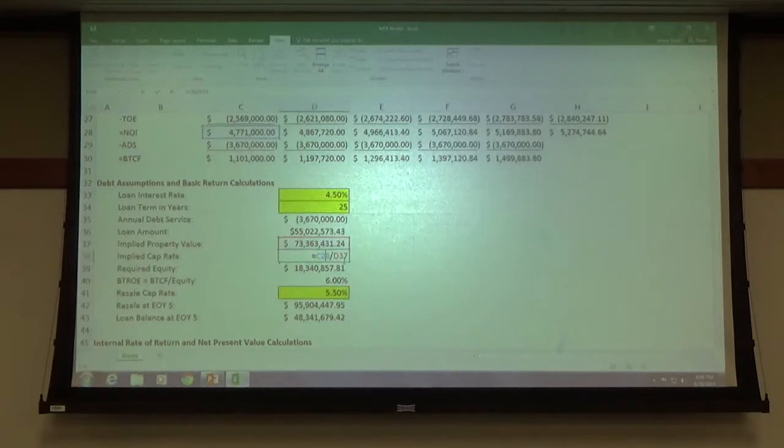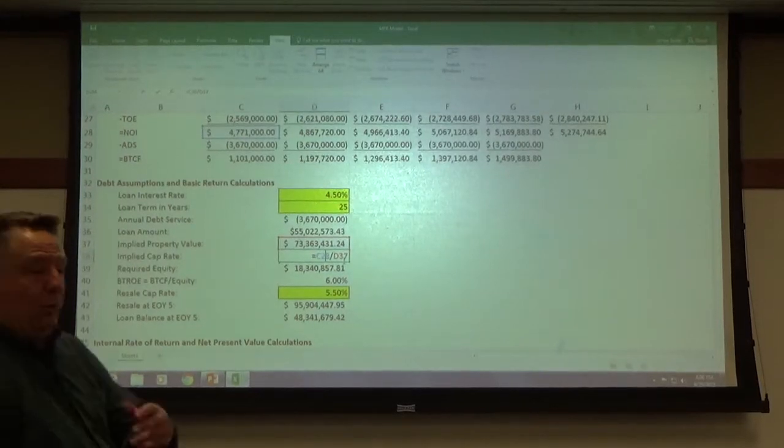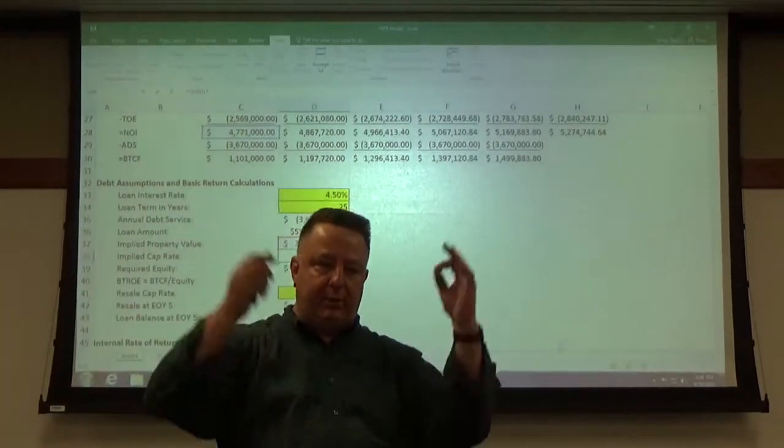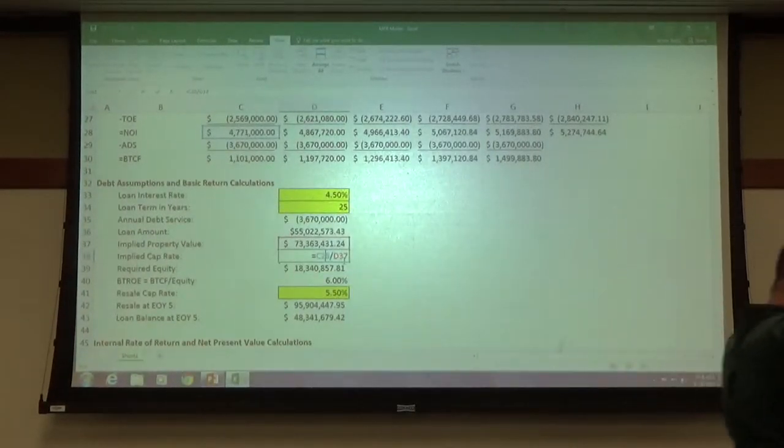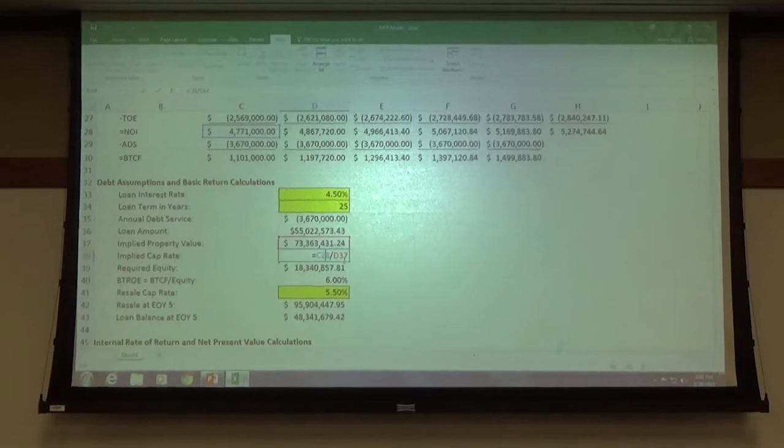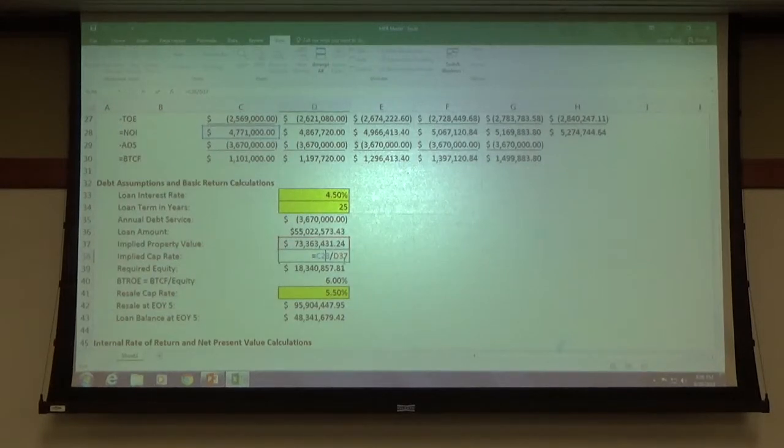Does that make sense? Okay, so just to make sure you're paying attention, you're still awake, you're still engaged. What does that mean? 6.5%. What is that telling us? That is the cap rate, but it's also the annual sort of rate of return that we're really getting off of this property. Okay, does that make sense?